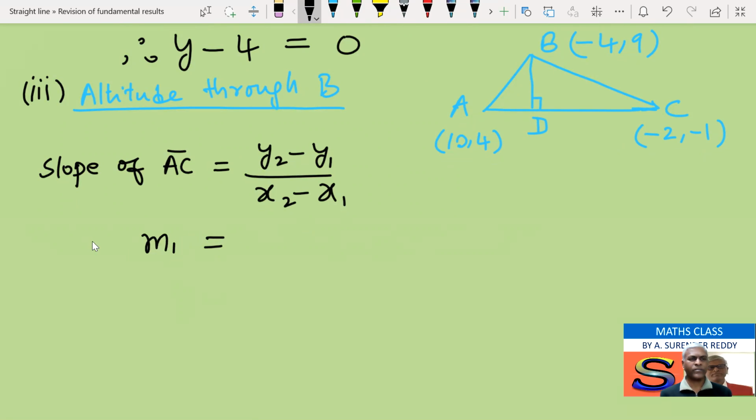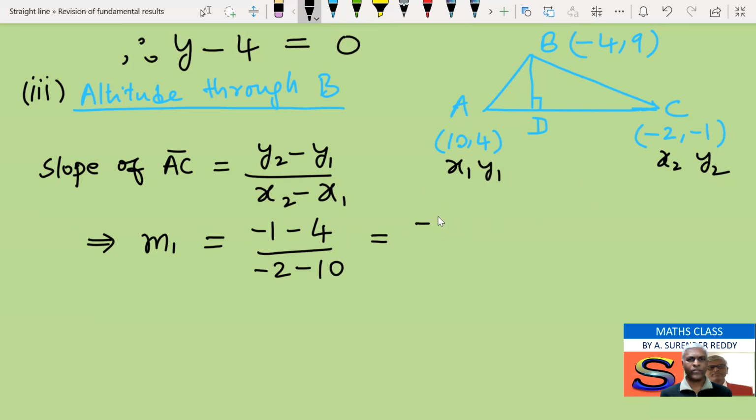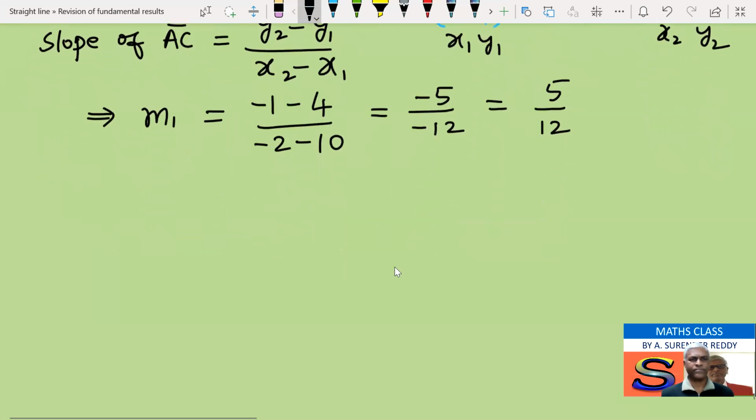Let us name it as m1. For the slope, take 2 points A and C. First point x1, y1, second point x2, y2. So y2 value is -1, y1 value is 4, and x2 value is -2, minus x1 value is 10. So -5 by -12. So minus will get cancelled. The slope of AC is 5 by 12.